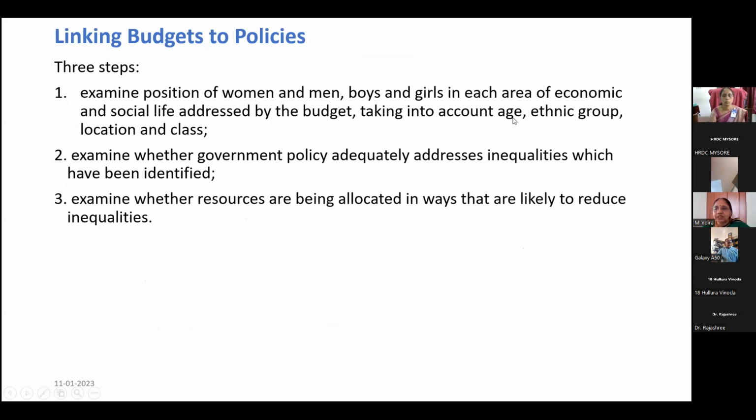Linking budgets to policies. See, as I told you, budgets operationalize the policy. As I told you, policy is only paper. So it has to be operationalized. It has to be backed by money allocation. So linking budgets to policies, there are 3 steps. In gender budgeting, the first thing is to examine the position of women and men, boys and girls in each area of economic and social life addressed by the budget, taking into account age, ethnic group, and location. So that is why databases become very, very important.